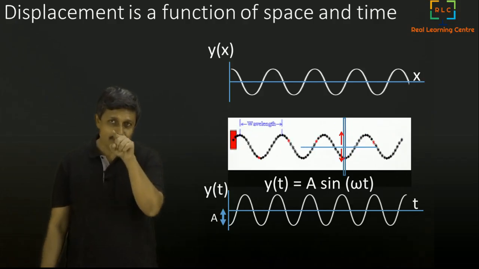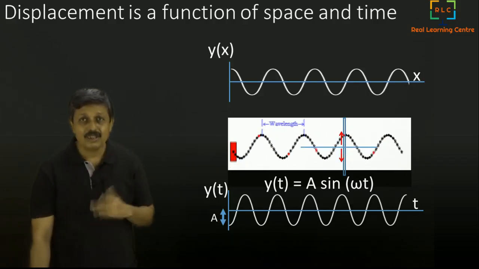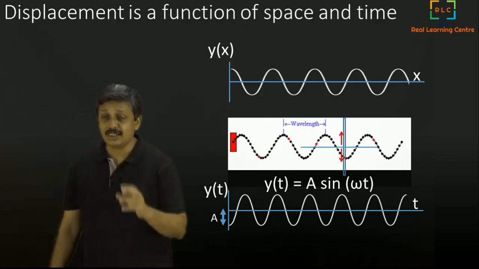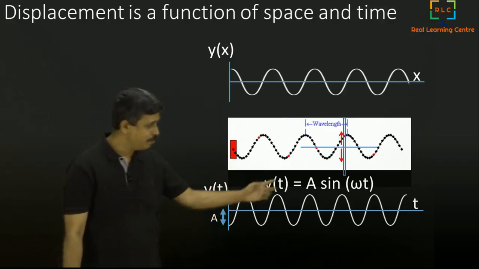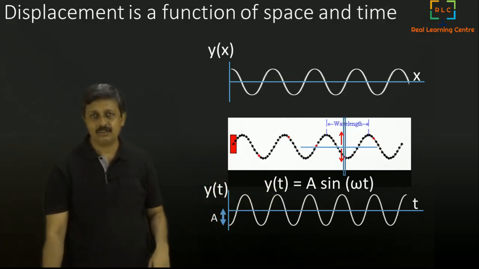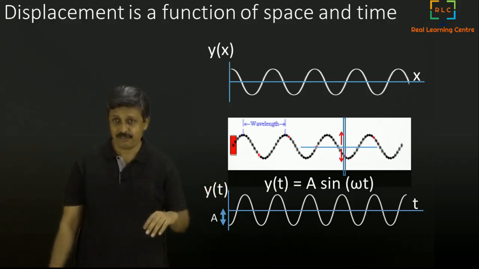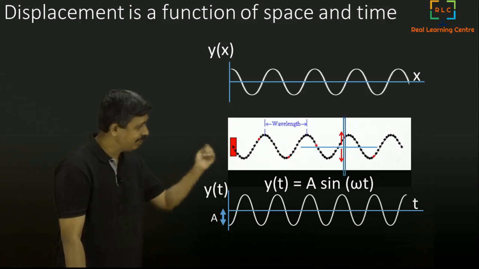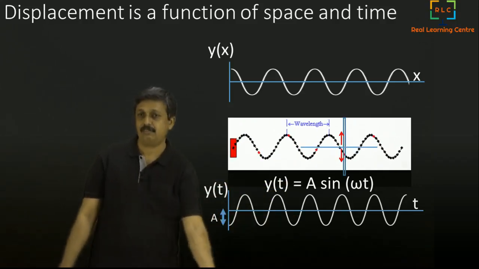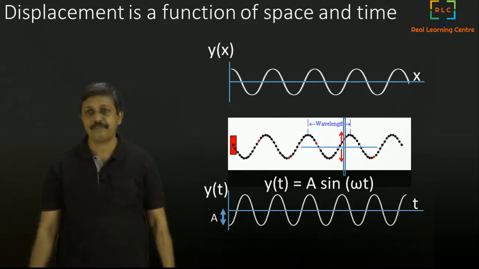This small w is called omega. What is the meaning of that? The meaning of that is when time changes, omega is just a constant. We are just multiplying some constant. When time changes, the value of y varies like a sine of an angle. That is called a sine.